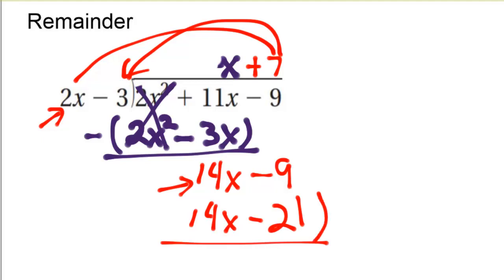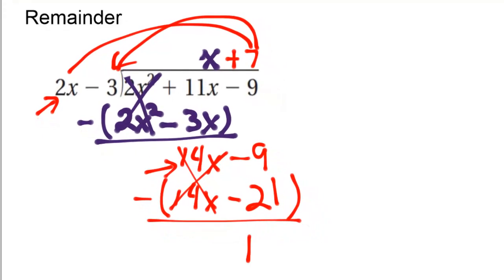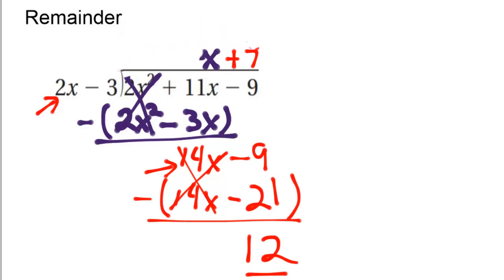Be sure to put your parentheses around before subtracting. 14x minus 14x is 0. -9 minus -21 is really plus 21, and that leaves you with 12. And since I have a monomial left over here, and I'm dividing by a binomial, this ends up being my remainder. So what we do with the remainder is we bring it up to the top.